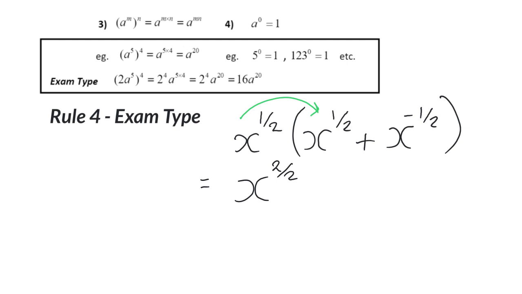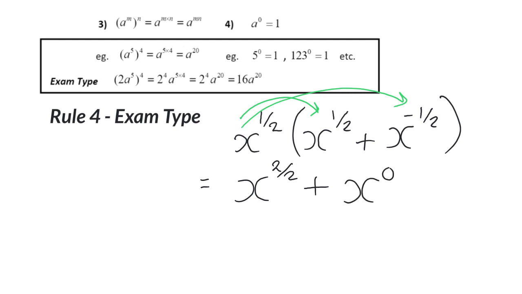The next step, x to the power of half times x to the power of negative a half, and this is the trick. If we have x to the power of half times x to the power of negative half, we're going to add the powers. So a half plus a negative half is going to give us 0.